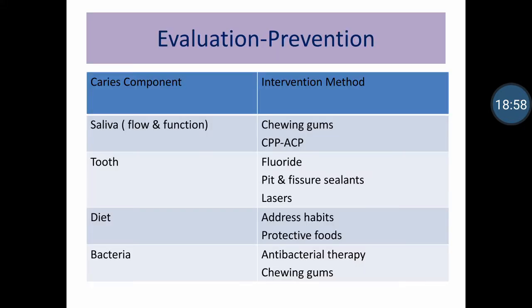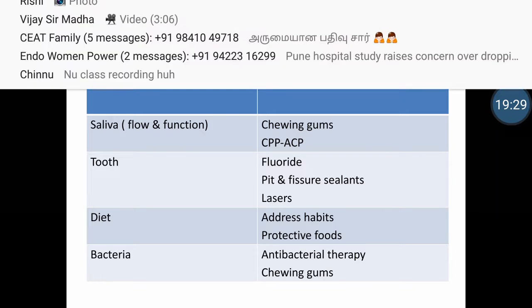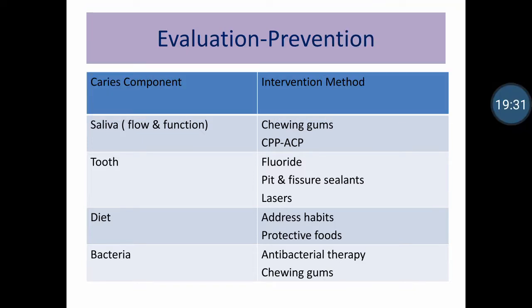So, this is the final tabular column where the caries component and the intervention method that is used for preventing the caries are listed. If you take it as saliva, you can use the chewing gums. Xylitol chewing gums are advisable, CPP, ACP, because it maintains the calcium phosphate ions supersaturation in the saliva. If it is a tooth, we can always use fluoride, systemic intake of fluoride or topical application of fluoride varnishes, or for posterior teeth we can use pit and fissure sealants. For anterior teeth we can use infiltrants, or lasers have also been applied.